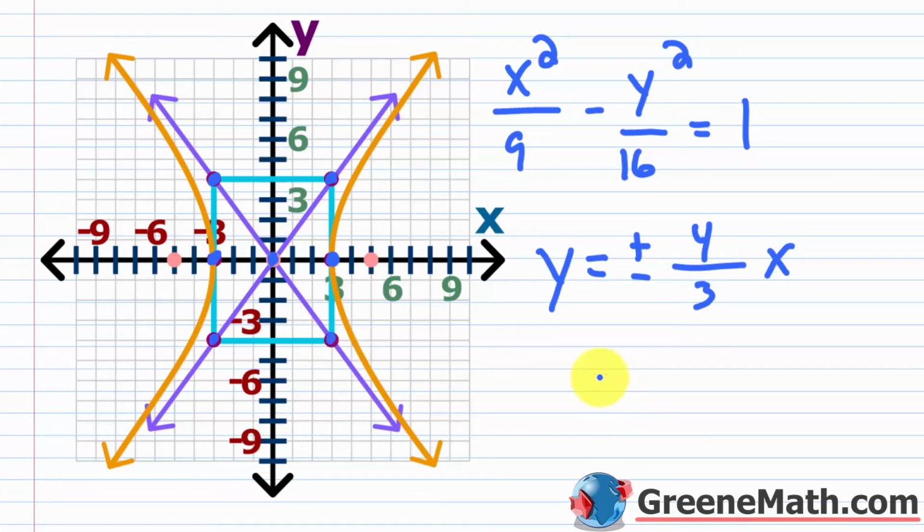Basically, you would have y equals 4/3 x, start at the origin, go up 1, 2, 3, 4, to the right 1, 2, 3, there's a point. Then for the other one, y equals negative 4/3 x, start at the origin, go down 1, 2, 3, 4, to the right 1, 2, 3, there's a point, okay? So that's basically it when you talk about sketching the graph of a hyperbola.